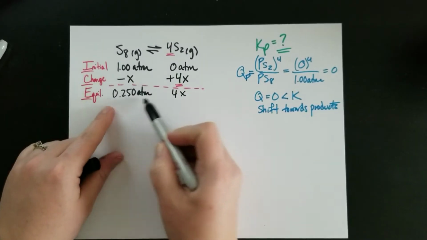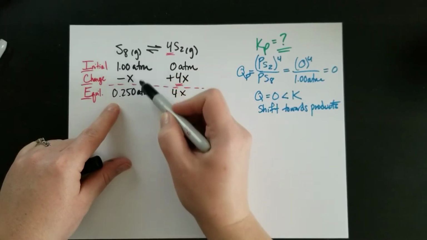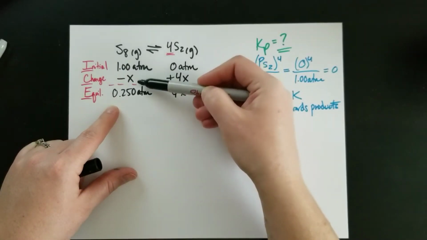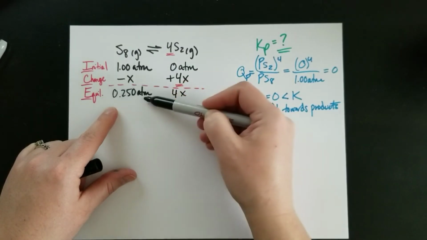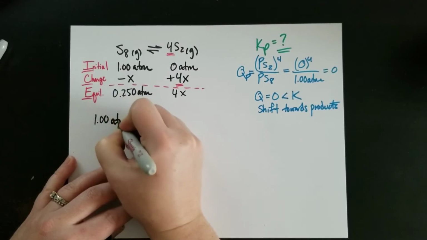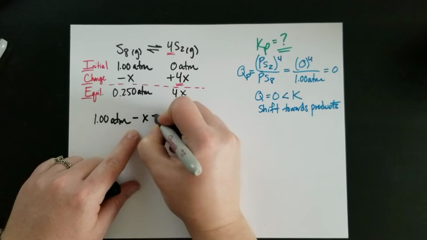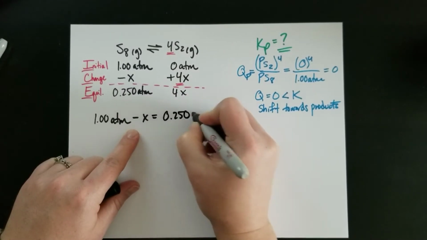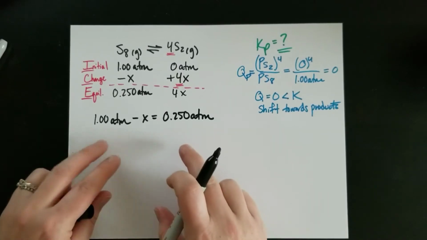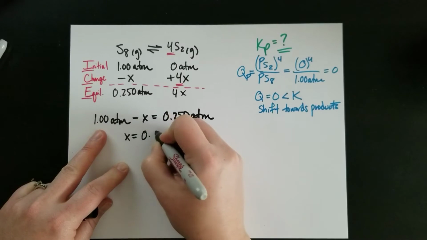Now, we already filled in the equilibrium value for the S8 because it was given to us. But notice that this now gives us a relationship that allows us to solve for x. Because if we're saying that the sum of these 2 rows has to equal this last value, and we know what that value is, then we can set that up as an expression. So 1 atmosphere minus x has to be equal to 0.25 atmospheres.